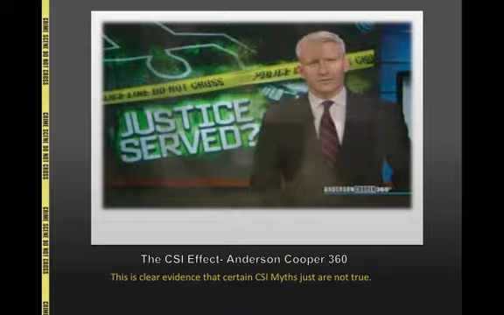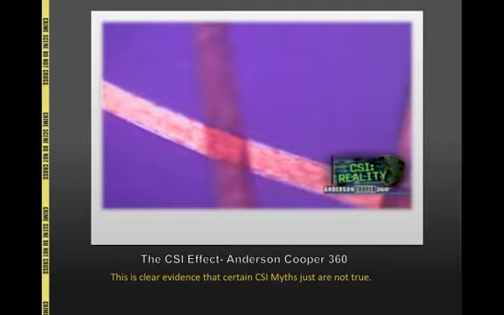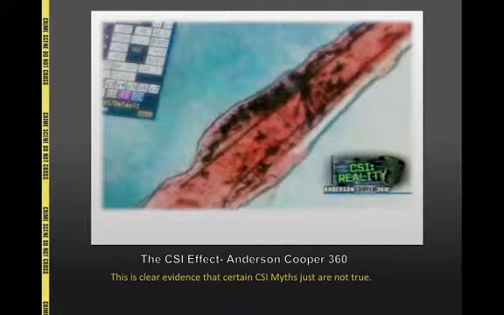The search for the microscopic case break, enhancing the prints, mountains of evidence combed for what really matters. A rare look inside a forensic crime lab.